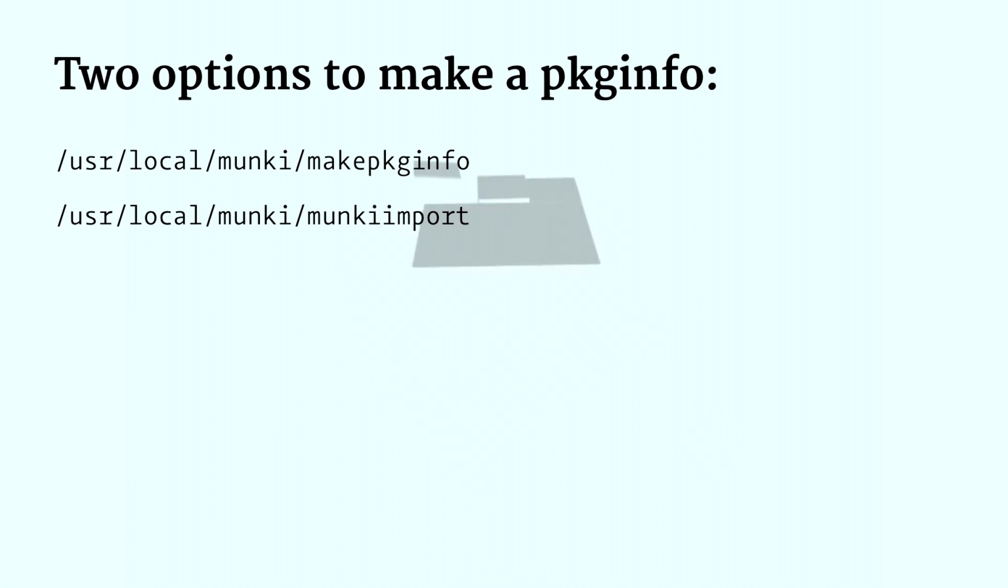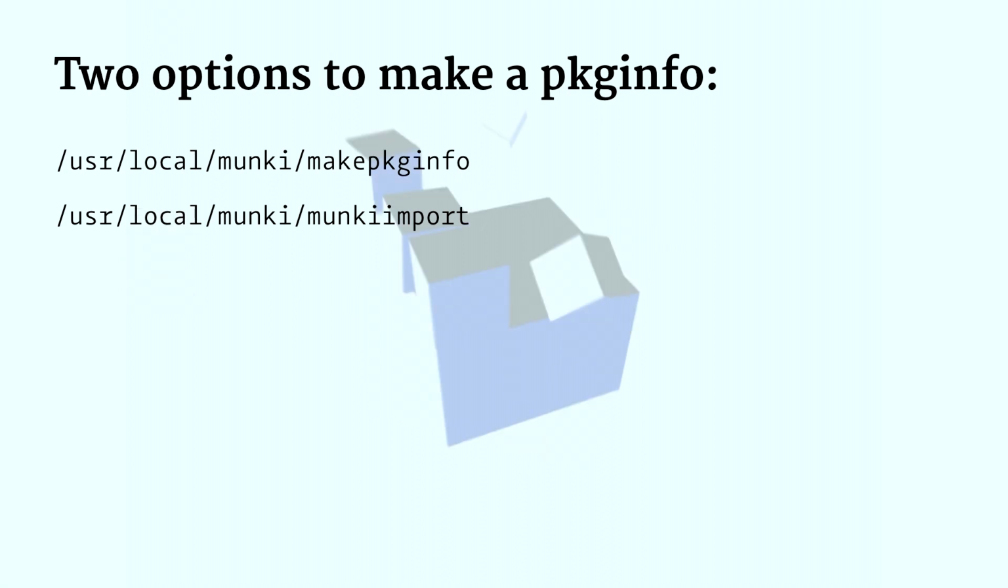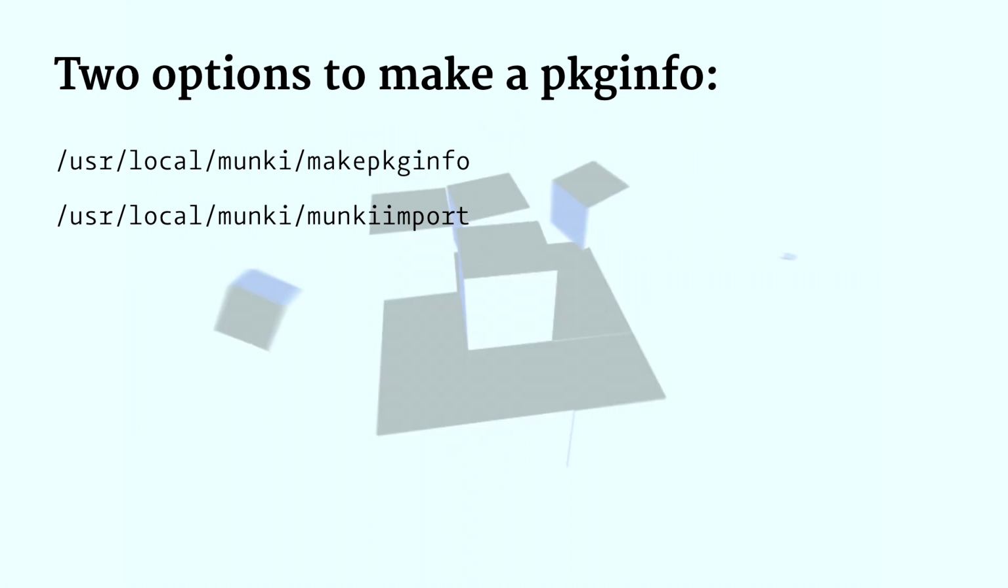You have two options to make a package info. One is make package info, which just kind of spits it out in the terminal. It's a little advanced. There's a ton of options you can use with the -h flag. That'll give you the full readout. I don't really use that one as much. I use Munki import because Munki import does all the work for us. It is easy as pie.